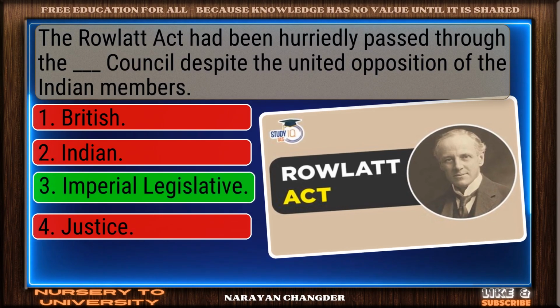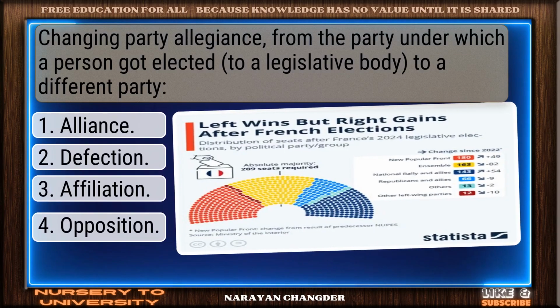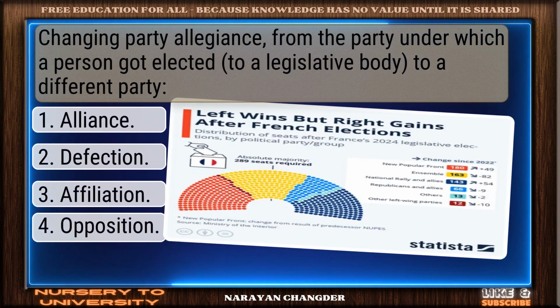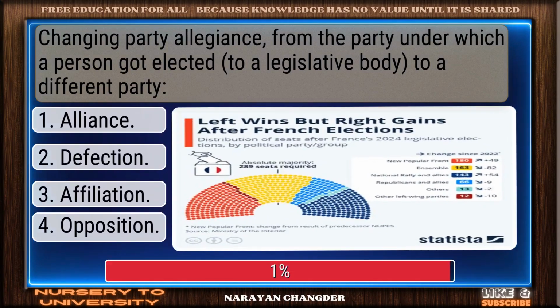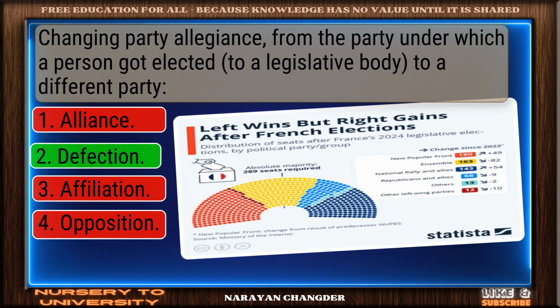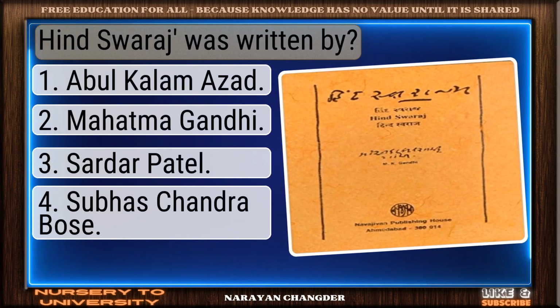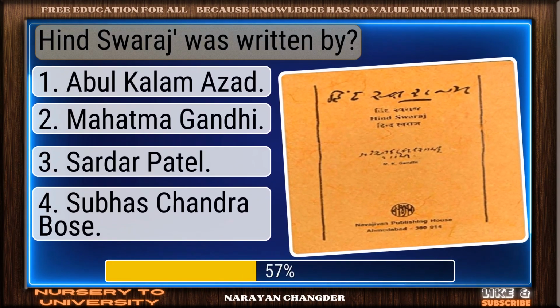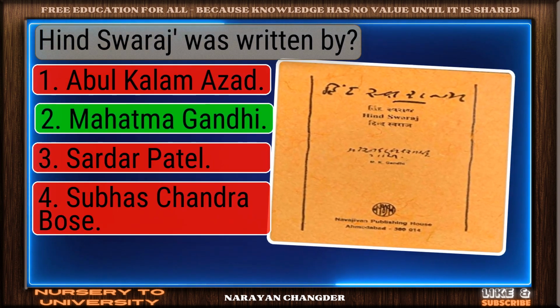Good thinking. Imperial legislative is right. Changing party allegiance from the party under which a person got elected to a different party. Smart move. Defection is accurate answer. Hind Swaraj was written by. Well done. Mahatma Gandhi is right.